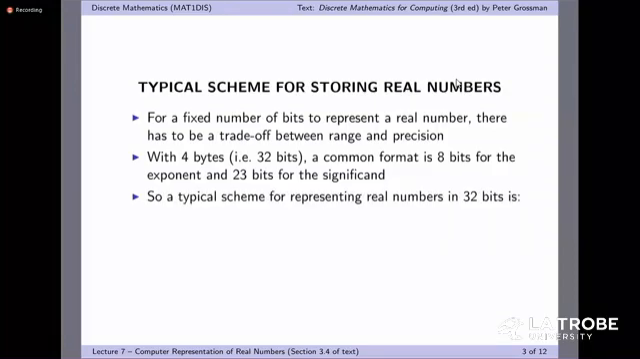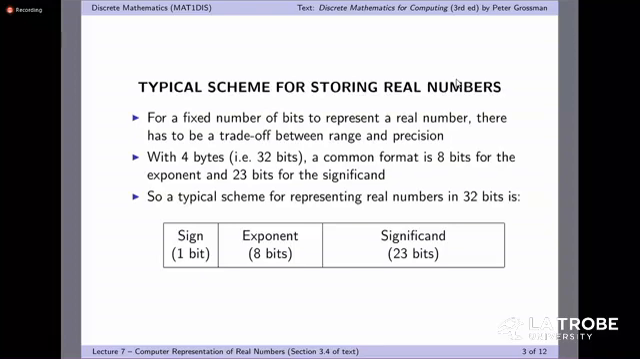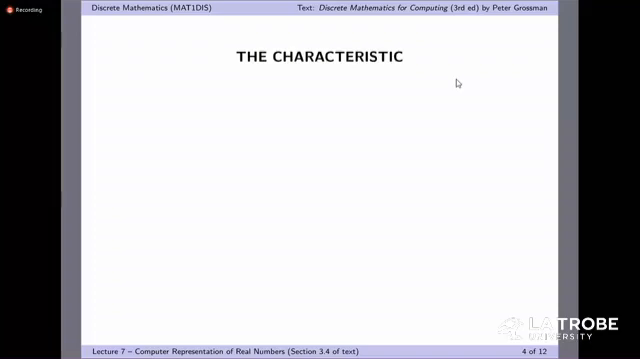So a typical scheme for representing a real number in 32 bits is sign 1 bit, exponent 8 bits, and then significand 23 bits. If the numbers are not occupying that much space, then we add extra trailing zeros to make them occupy the bits. Okay, let's do some examples.